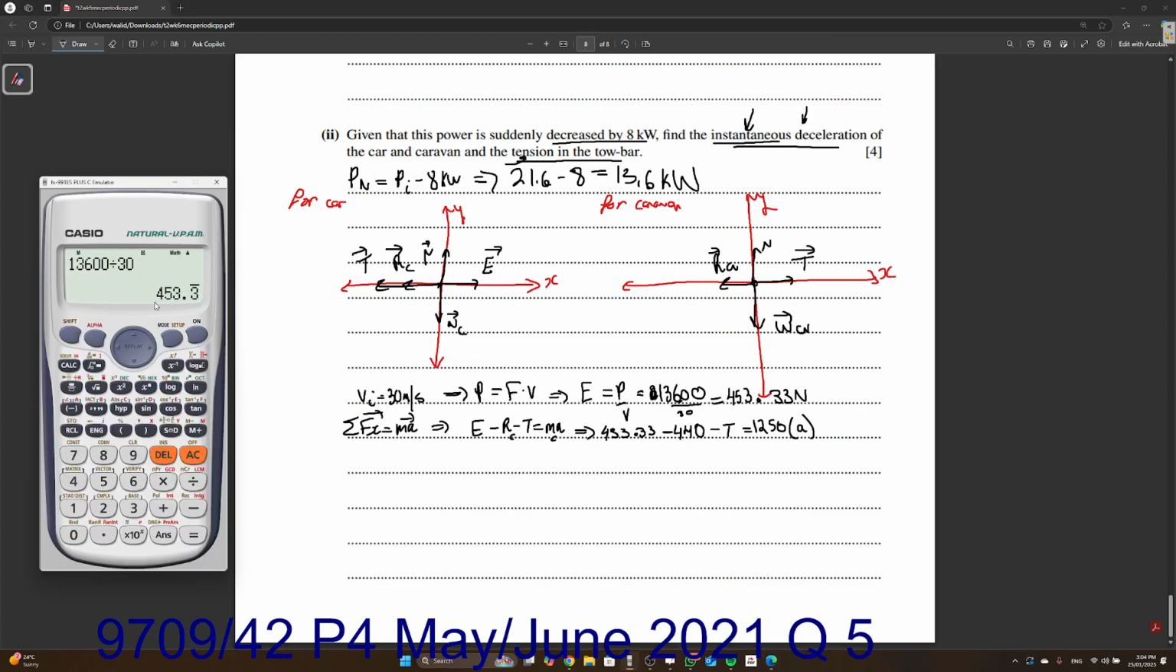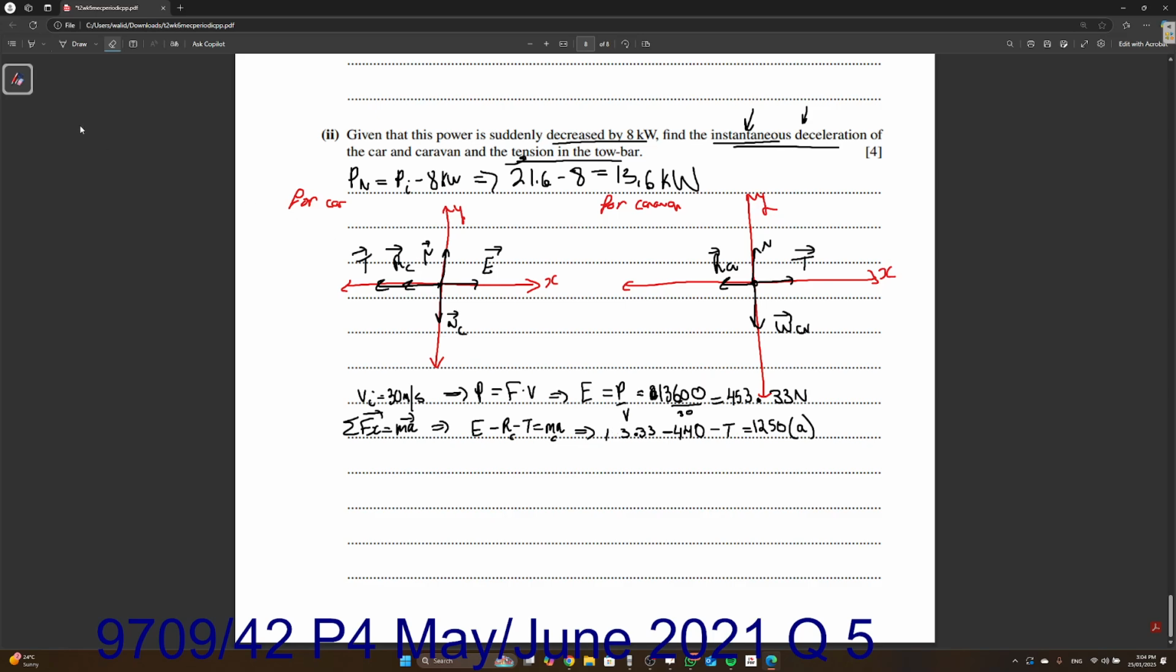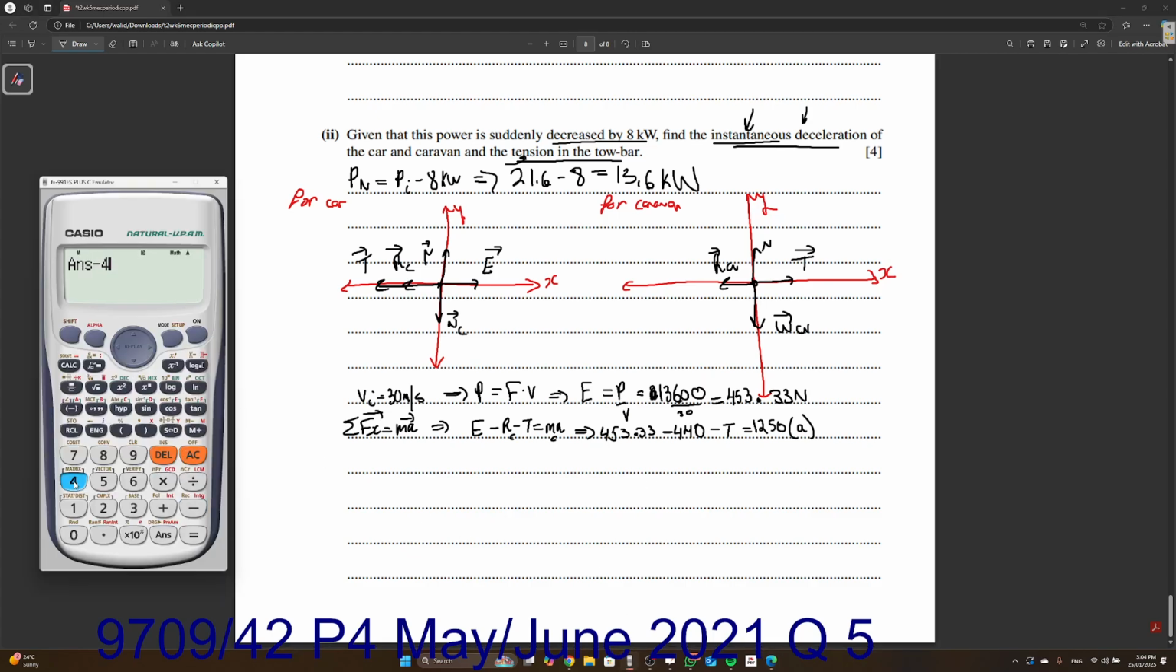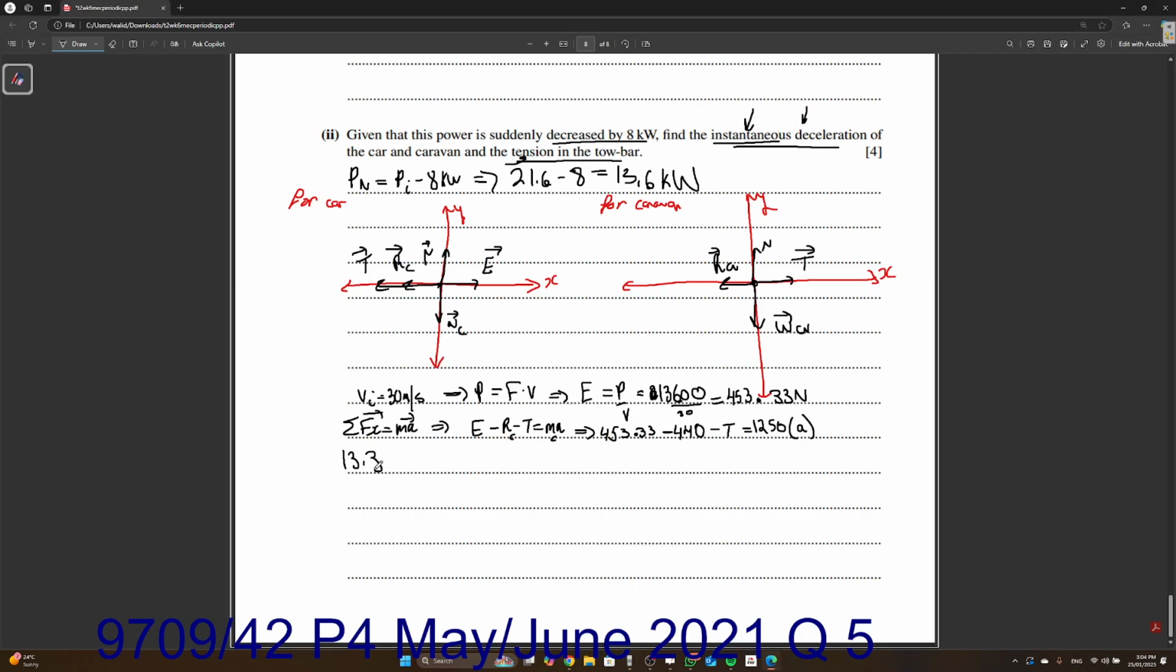Okay, so we're going to set up a system of equations. 453.33 minus 440, let's simplify, should be 13.33. So 13.33 minus T is equal to 1250A. So if you move this to the other side and take T there, T is going to be equal to 13.33 minus 1250A. We're going to call this equation 1.